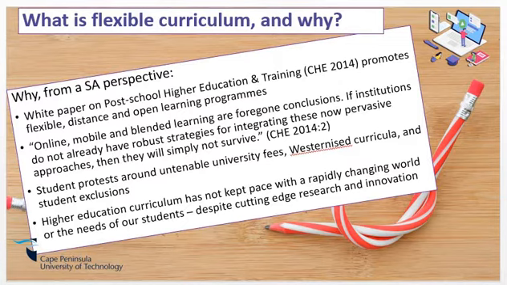And in addition to that, higher education has not kept pace with the rapidly changing world or the needs of our students. So we're not able to keep pace with the changing workplace, despite cutting edge research and innovation. So really, unless we start adopting more flexible ways, and in particular online, mobile, and blended learning, we are not going to be able to keep pace with the demand for learning that is happening worldwide, and we will simply not survive.